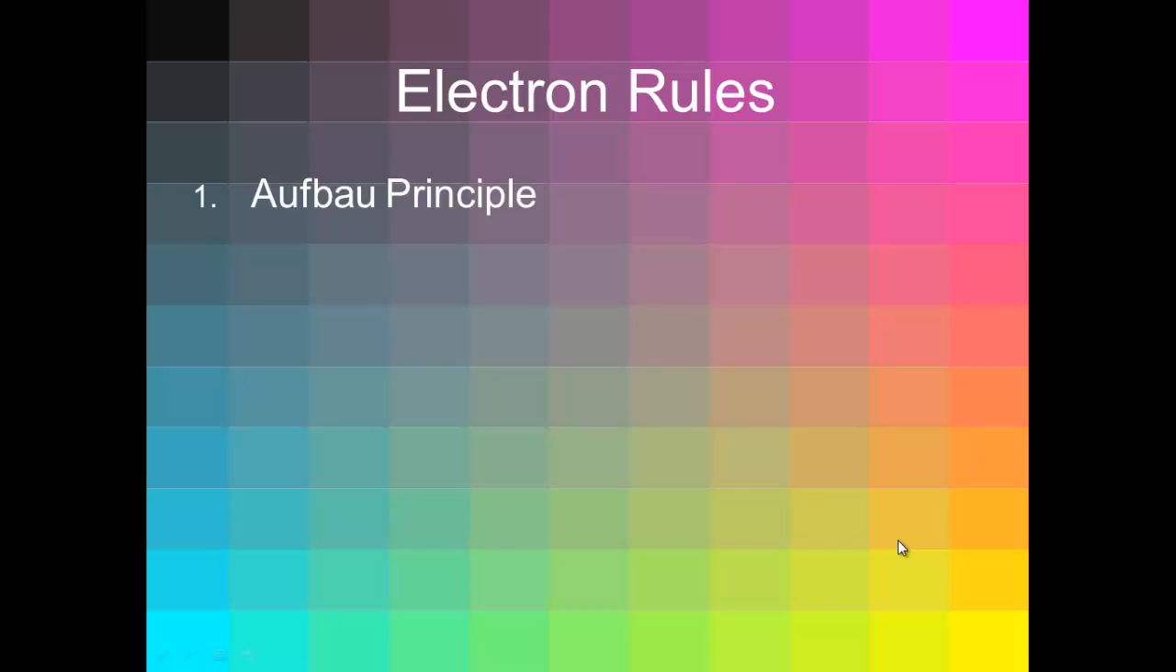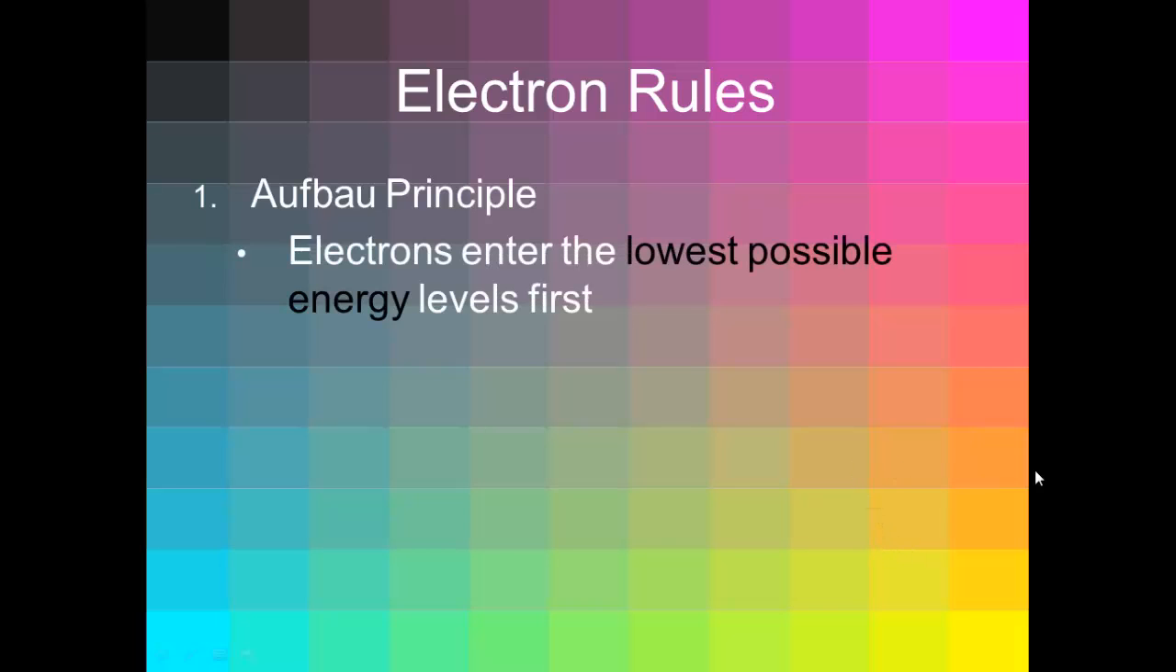Rule number one is called the Aufbau Principle. And this principle says that electrons will enter the lowest possible energy levels first. So if you can imagine electrons kind of filing into an atom one by one and looking for a place to sit, they're going to choose the lowest possible energy levels. The seats that are the closest to the nucleus are going to go first. So electrons enter the lowest possible energy levels first.